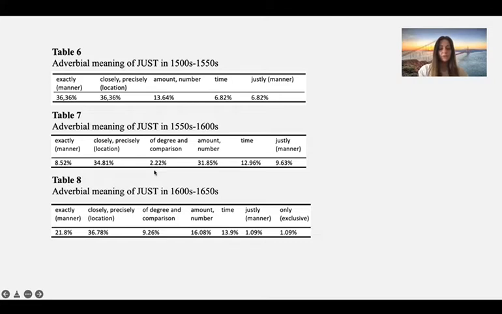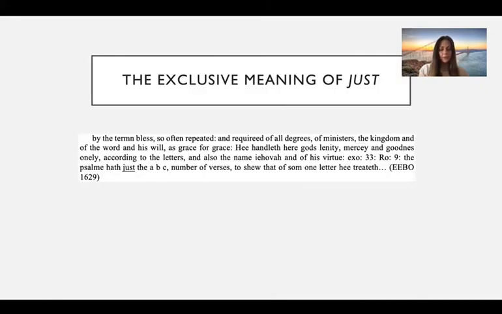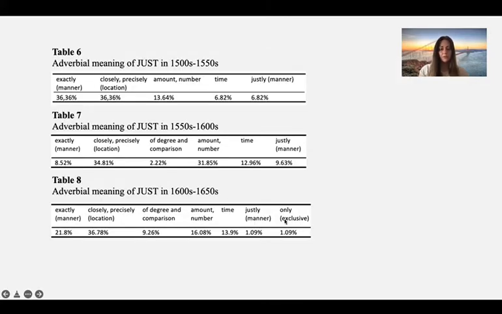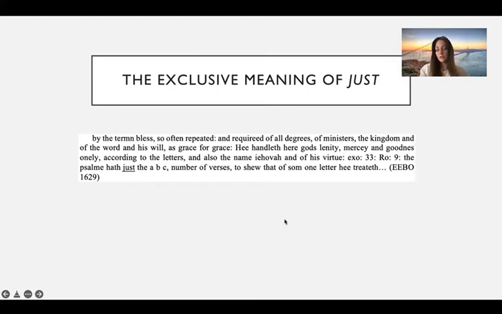The distribution for 1600s, 1650s, Table 8, shows the abrupt drop of the sense justly, while the particularized meaning becomes dominant. Another interesting feature for this period is the emergence of just in the exclusive function. Therefore, the grammaticalization cline for just appears as hypothesized, with exclusive sense just arising after 1620s.